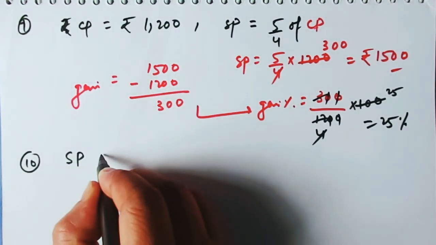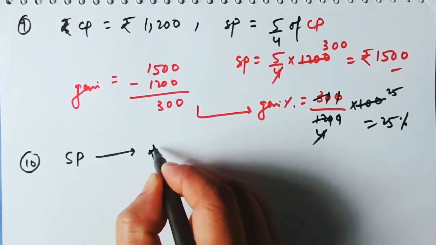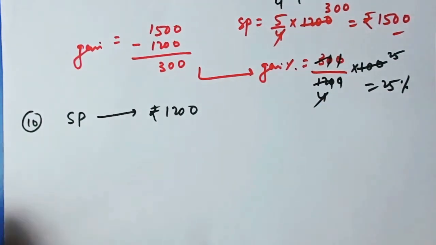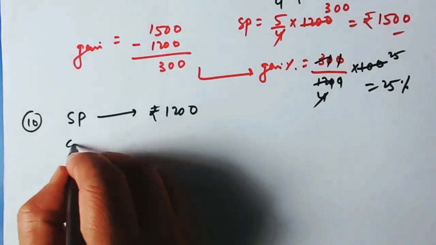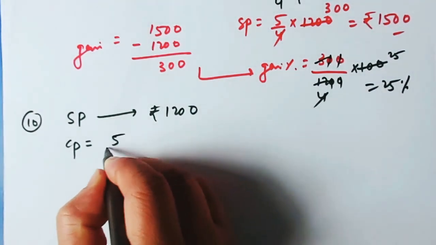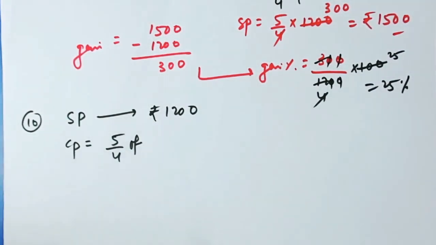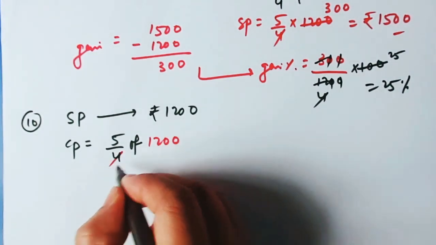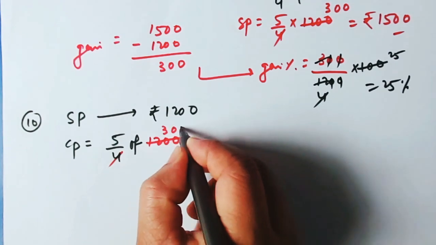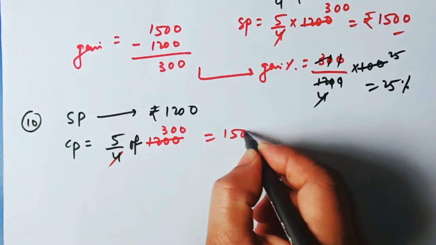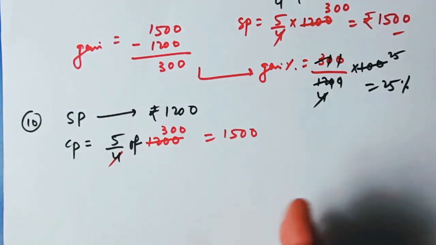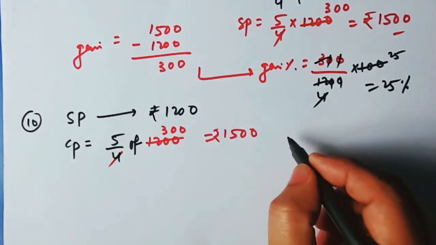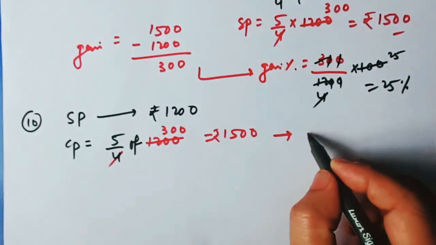The selling price of the article is given as rupees 1200. Well, fine, I can understand. And the cost price here is given as 5 by 4 of the selling price, of the selling price 1200. So 4 3s are 12, and 5 3s are 15, so it is equal to 1500. See the difference over here: the cost price is equal to 1500, and you find a loss over here.